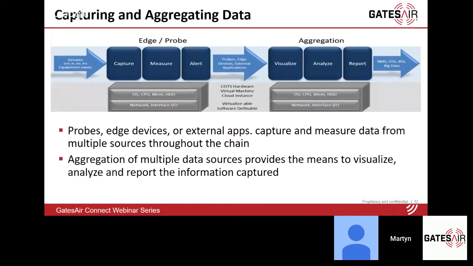So the idea is that you would have a system of probes or edge devices and some external apps at various places to capture and measure data from these sources throughout the chain. The aggregation of the data from multiple sources allows a simple means to visualize and analyze the data as needed.